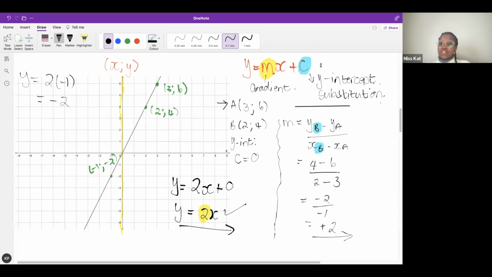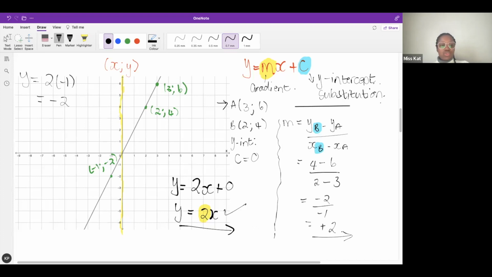Thumbs up, thumbs down. I just realized someone asked me, how do you work it out with substitution? I just realized you can, and we haven't done it. But do you guys understand? There we go.